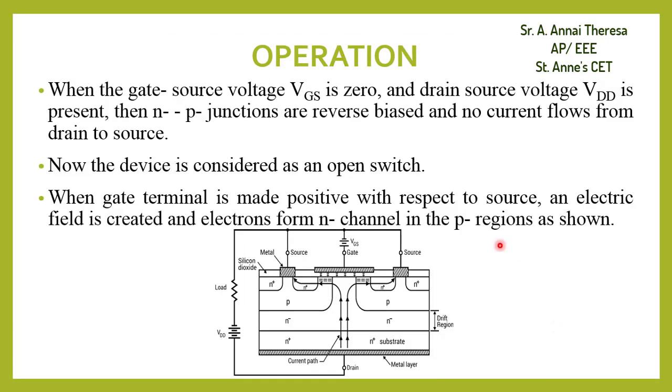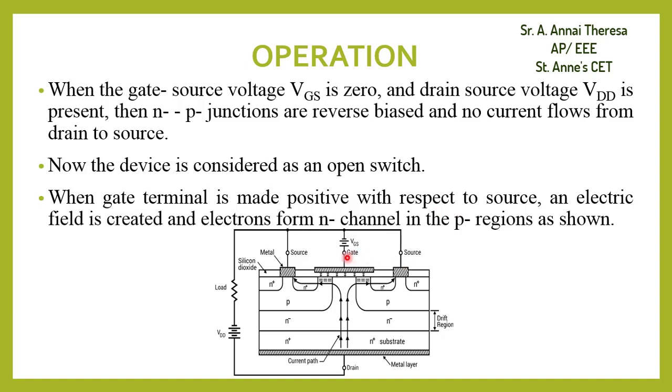Now we can see the operation. When the gate source voltage is 0, we are not giving any supply to the gate source, but the drain supply VDD is present. Then the N minus and P minus regions are reverse biased, so no current flows from drain to source. Now the device is considered as an open switch.